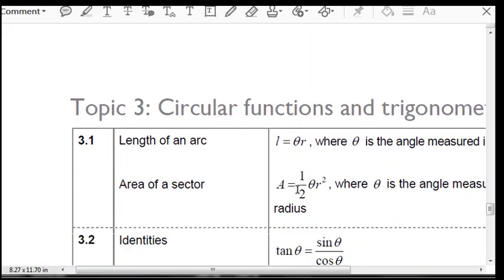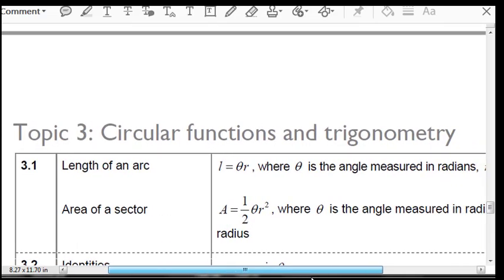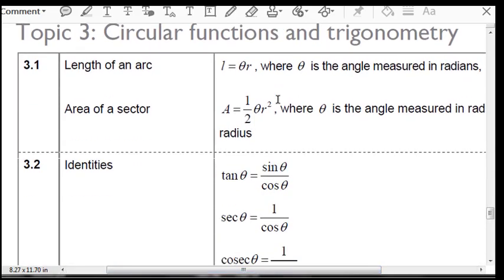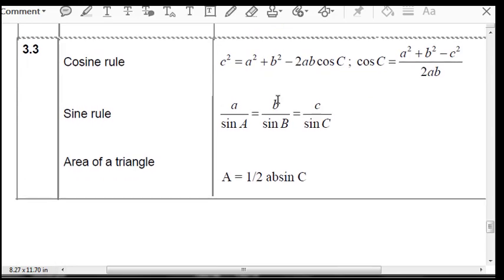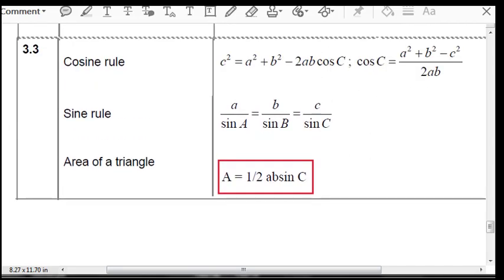Exponential logarithm. Okay, now come to the circular functions and trigonometry. Length of an arc, area of a sector, identities: tan theta equals, sec theta equals, cosec theta equals, then cosine rule, sine rule, and area of a triangle. Area of a triangle is half ab sine C. These are the formulas I have collected over here.